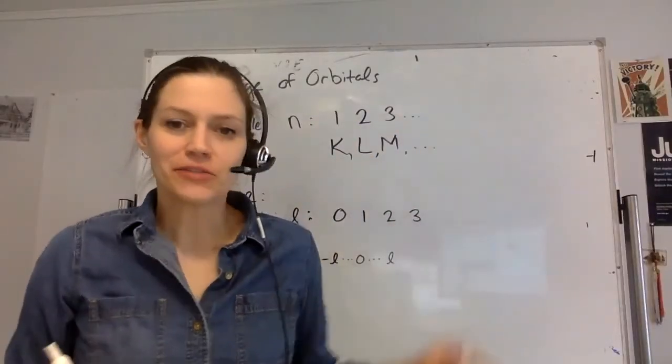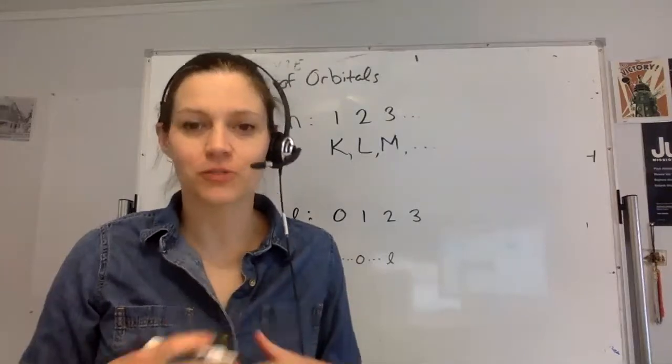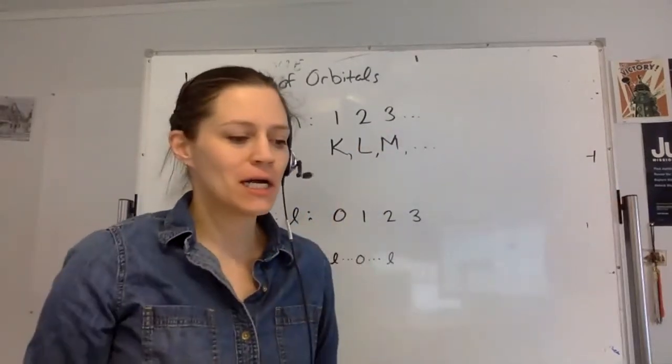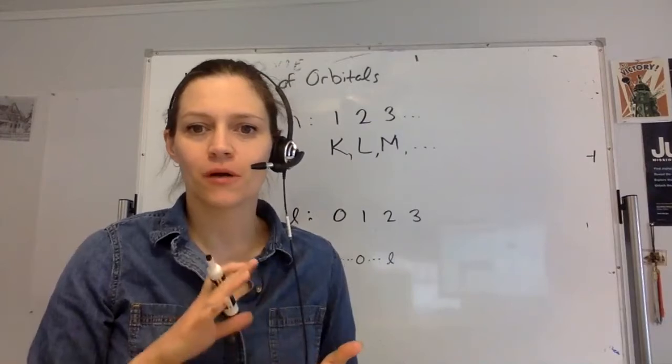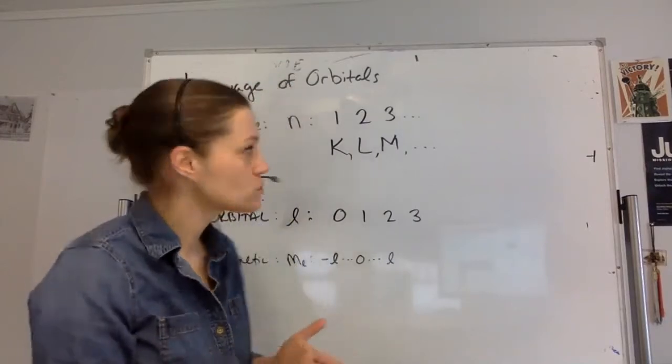Hi, shorter video on this one. You've seen this before, the language of the orbitals. You've been using this since you've been able to walk in chemistry. So principal quantum number, orbital quantum number, magnetic quantum number.